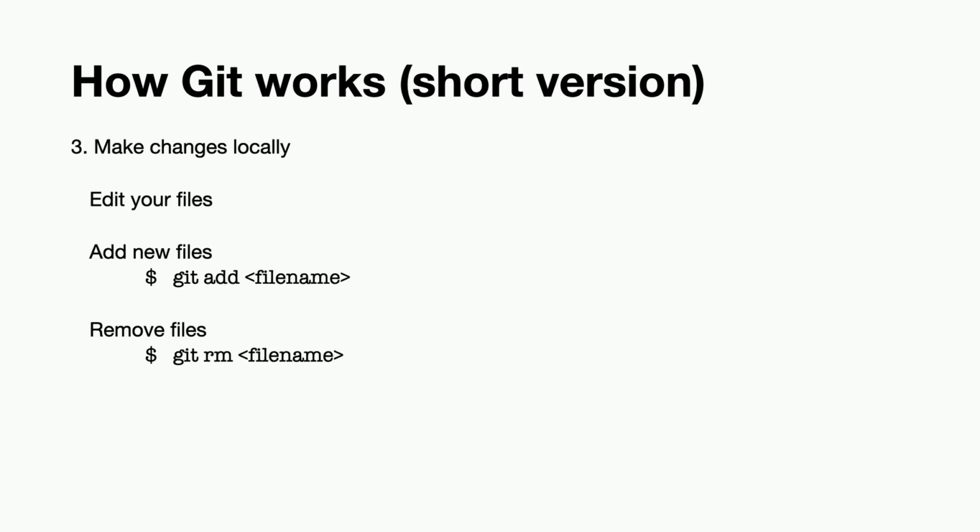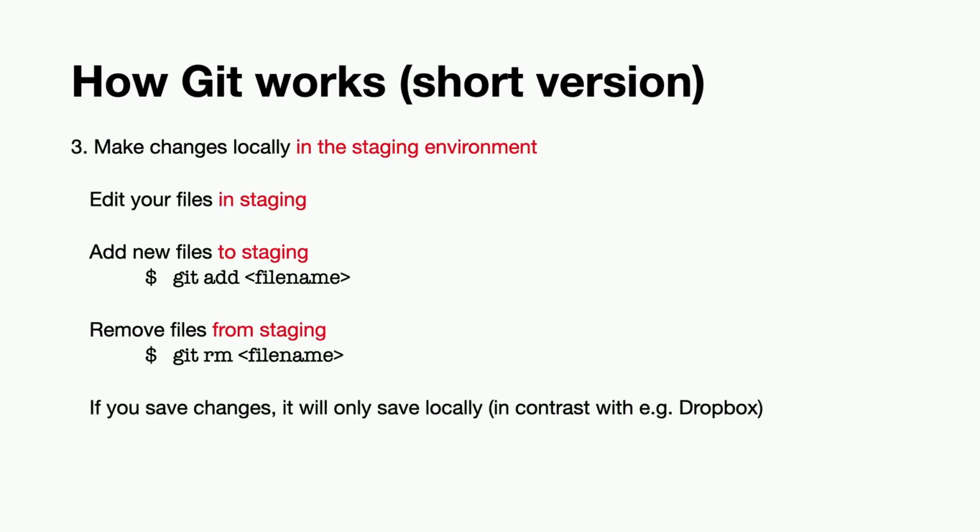The third is to make changes locally, so edit your files, add new files or remove files. It's completely up to you. This is how it is happening. But the important thing is that all of these changes are only happening in the staging environment, or so to say, on your local PC. It will not save remotely, only locally, in contrast with, for example, Dropbox, where you can have an automatic synchronization with the cloud infrastructure.